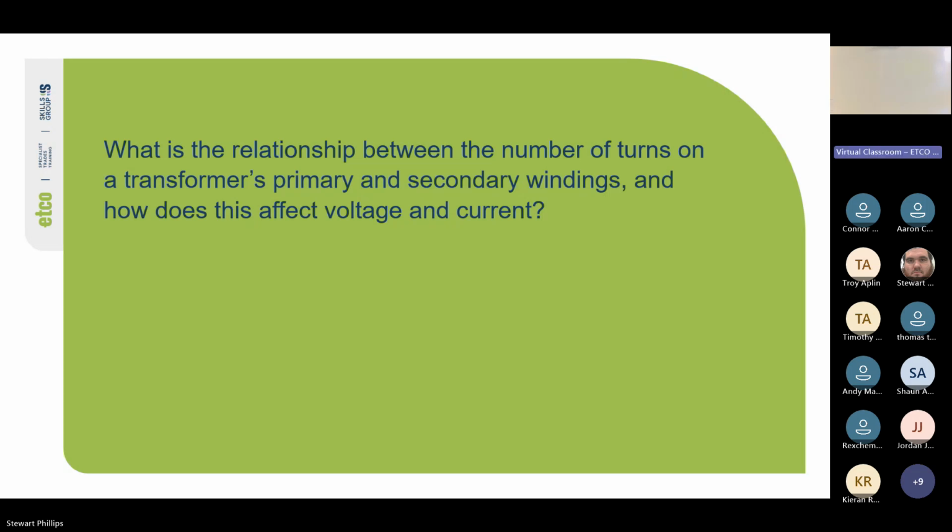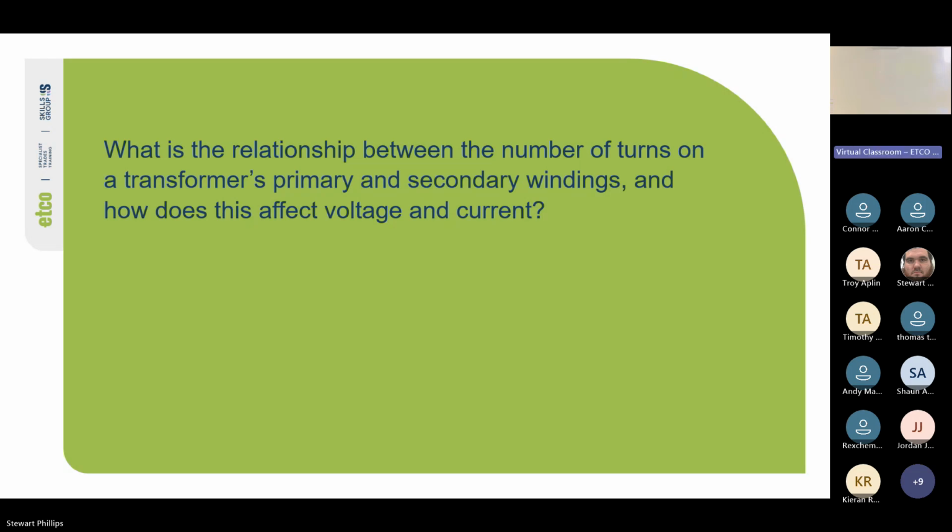Yeah, more turns on the secondary is a step up, increased voltage, decreased current. Ratios increase proportionally to turns. Current is inversely proportional to voltage and the number of turns. If there's the same, no change in voltage. If there's more on one, it's a step up or step down. Yep, very good, guys.